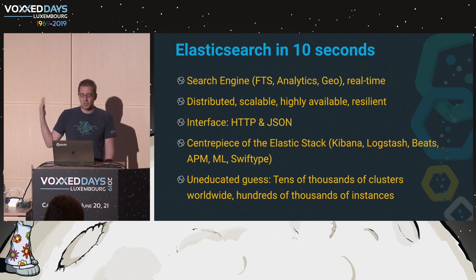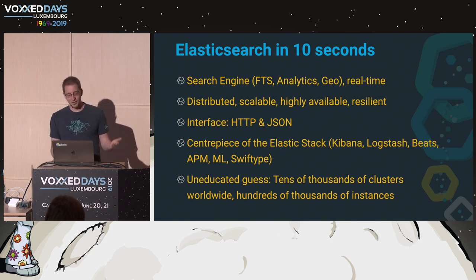This is my fully uneducated guess, for which I don't have any backing evidence. But from my personal experience, I suppose there are tens of thousands of clusters running Elasticsearch all across the world, which means potentially hundreds of thousands of instances, which is quite a big attack surface. If someone finds a security hole in Elasticsearch, he potentially found a couple of 100,000 security holes, which also means we have to take security pretty seriously. We still tell people not to put Elasticsearch on the internet. Turns out that if you write something down, it doesn't particularly help, and this means we have to think about this constantly.